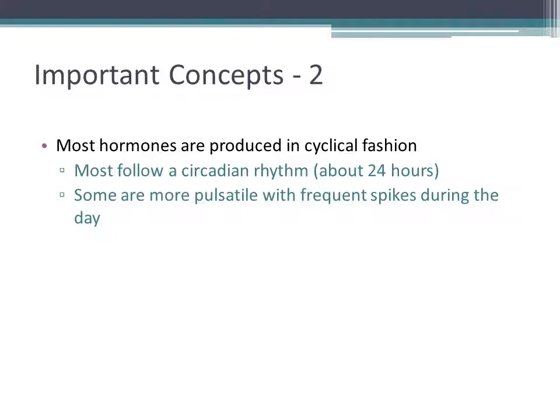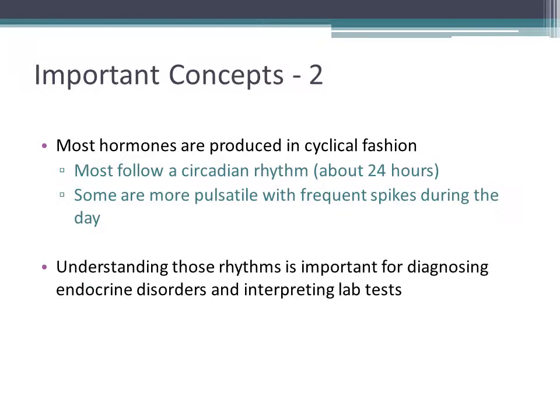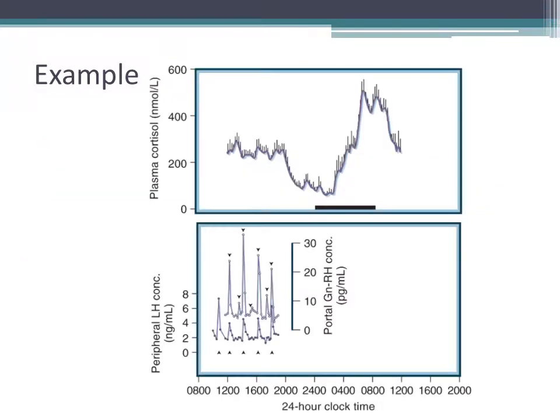The second important concept is that most hormones are produced in a cyclical fashion. Most follow a circadian rhythm, which is about a 24-hour cycle. Some are more pulsatile with frequent spikes during the day. Now, understanding those rhythms is important for diagnosing endocrine disorders and interpreting tests.